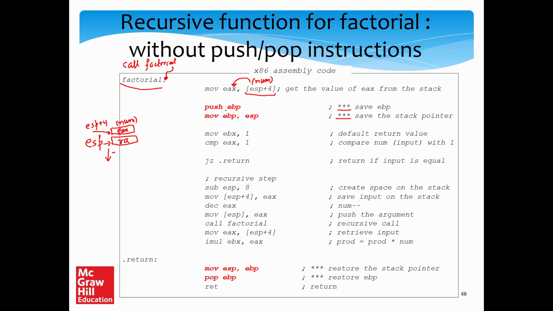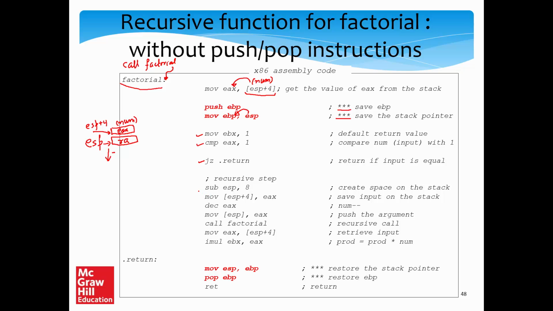We can push EBP. So we can store the value of the base pointer that was there and transfer the value of the stack pointer into the base pointer. Well, subsequent instructions are the same, setting the default return value, comparing the number with 1, jumping if there is an equality. This is all the same. Now let's come to the recursive step.